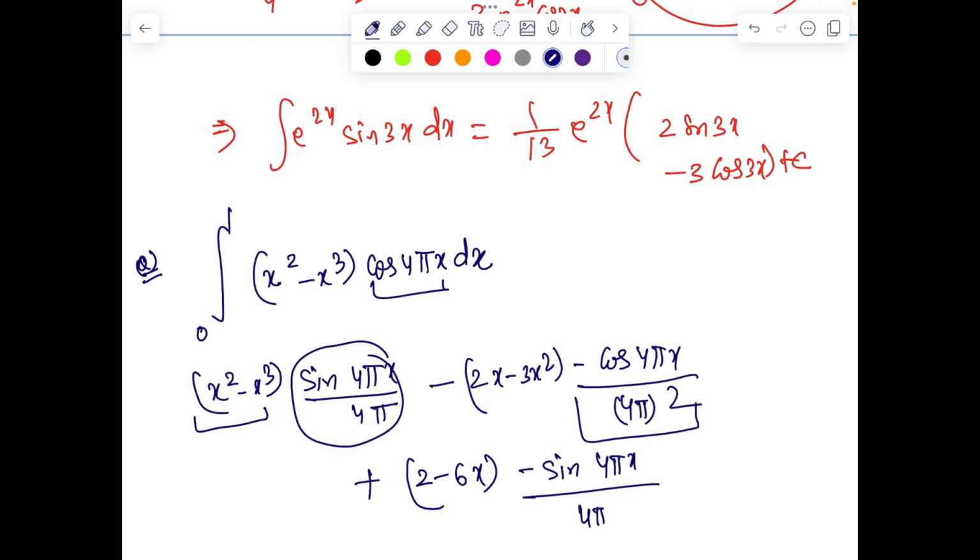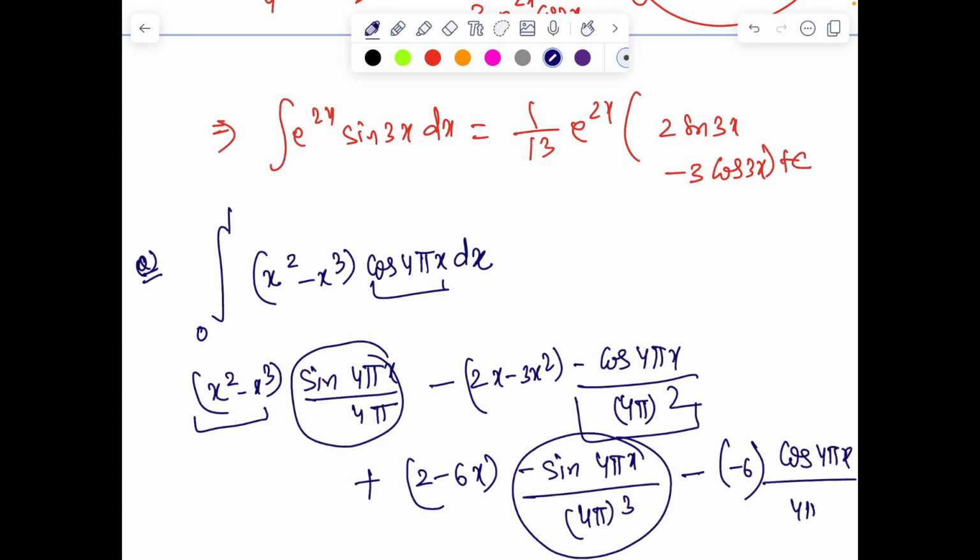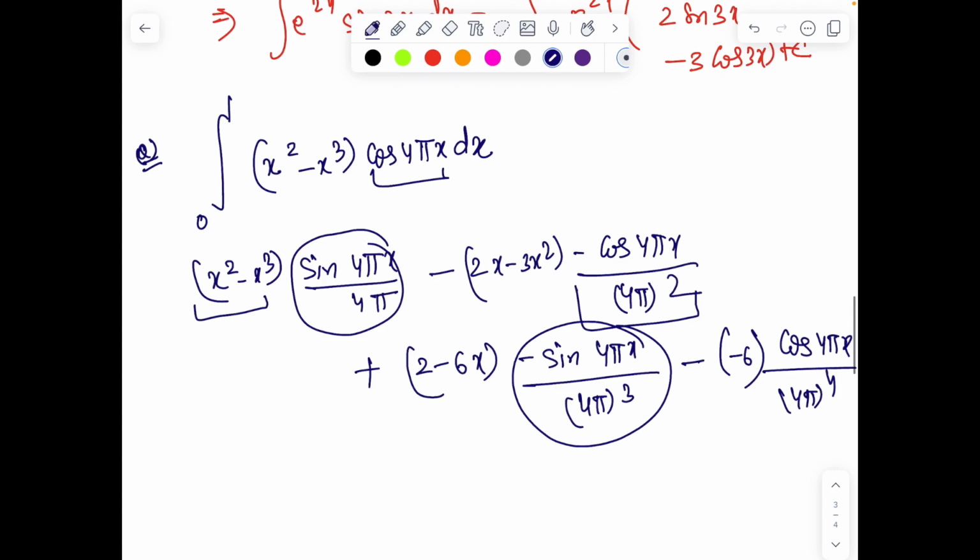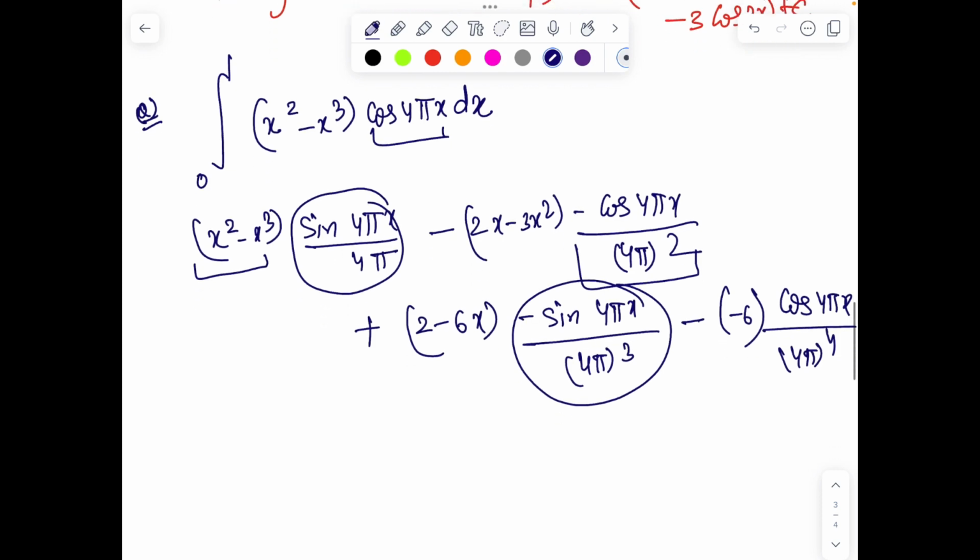and now we have again minus of minus 6, integration of this guy going to be cos 4 pi x by 4 pi to the power 4. So you can clearly see what we are getting is, if we combine all the terms, it's going to be minus 1 by 16 pi square after finally evaluating from 0 to 1.